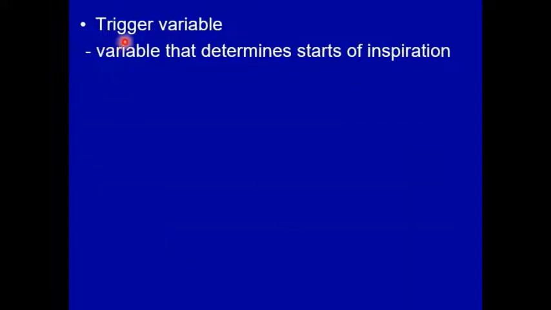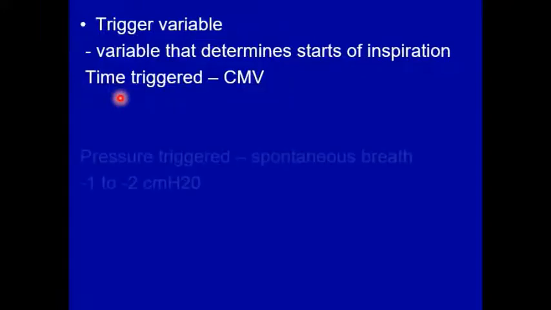So now coming to the trigger variable. The trigger variable is what triggers or changes from expiration to inspiration. It is the variable that determines the start of inspiration. Here in case of controlled mandatory ventilation, it may be a time triggered breath. For example, if the patient's respiratory rate is 12 and I:E ratio is 1:2, then your inspiration will be triggered once in every 5 seconds.